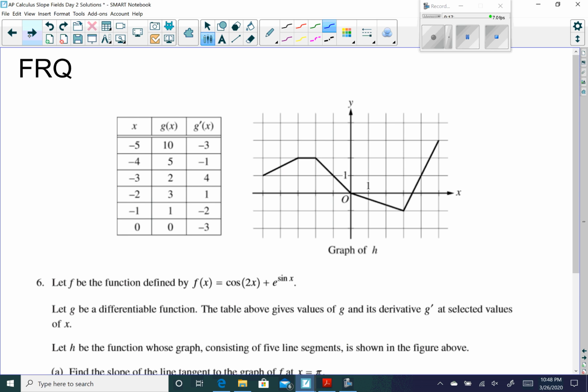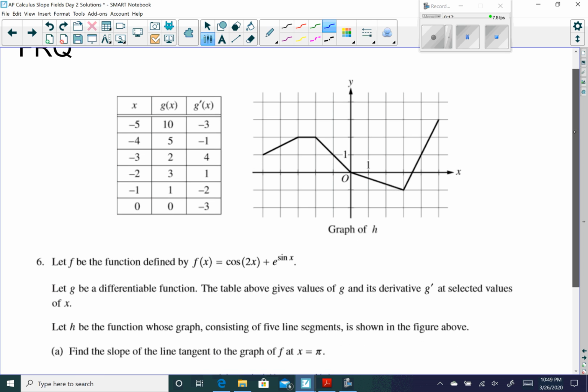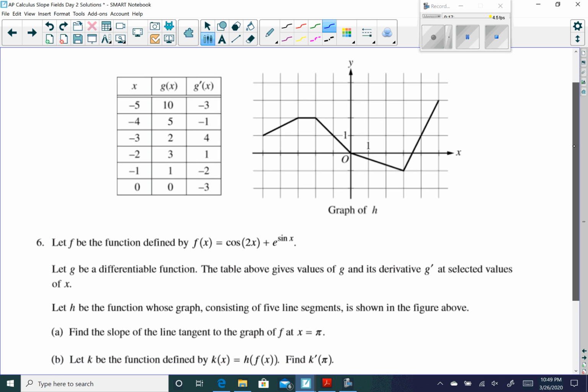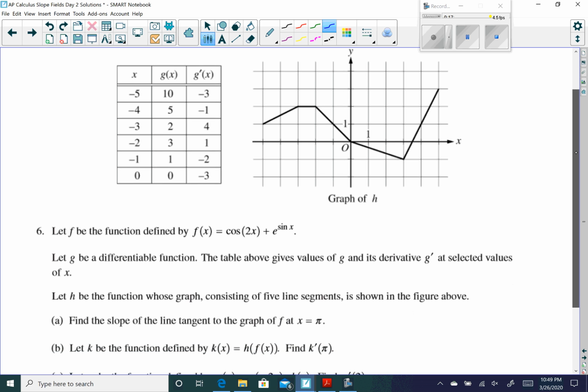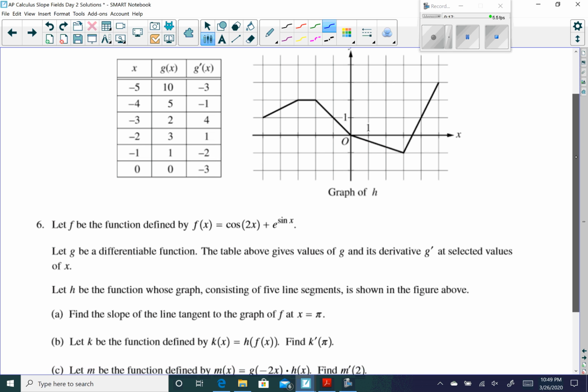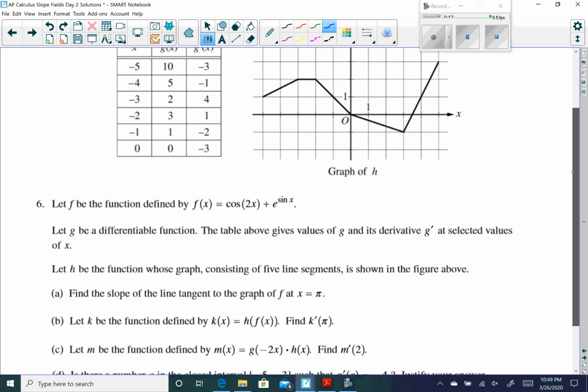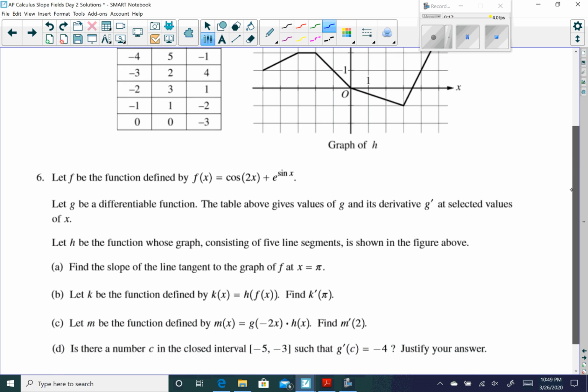Free response question for today. Work on it still into next week as well. So here are 2 graphs. I will post this as a separate PDF as well, so you guys don't have to just keep watching the video, and there's quite a few parts with this.